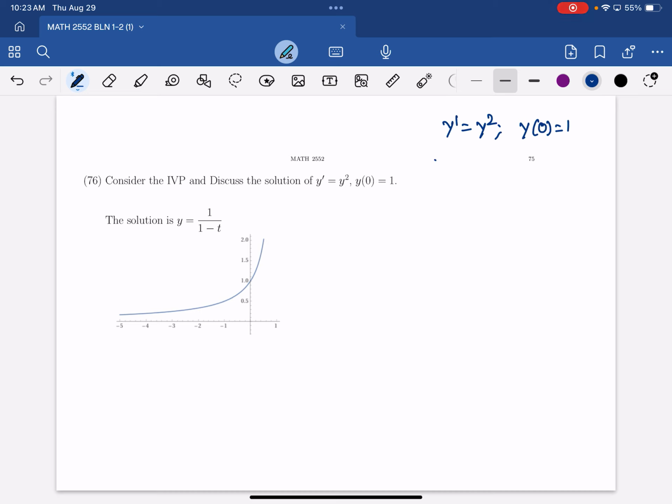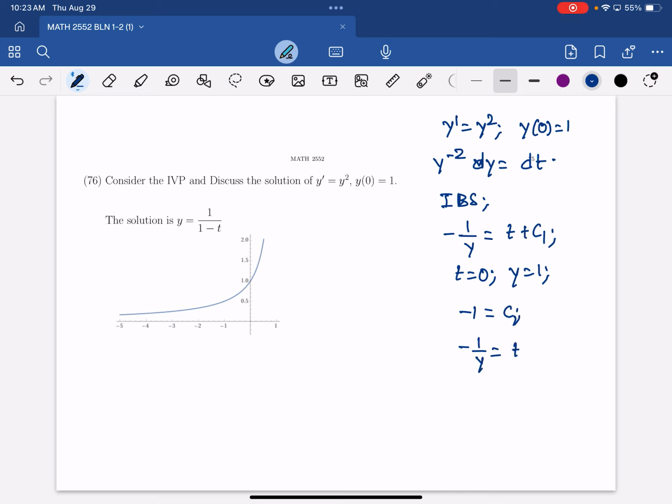So you would write y to the negative 2 dy is going to be dt. You integrate both sides. That gives you negative 1 over y is going to be t plus c1. Then you use the initial value t equals 0, y equals 1, correct? Then what does that give you? It gives you negative 1 equals c1. Then that gives you negative 1 over y is going to be t minus 1. So 1 over y is 1 minus t. This is very easy, so I'm just rushing it out. y equals 1 over 1 minus t. Are you with me in that?